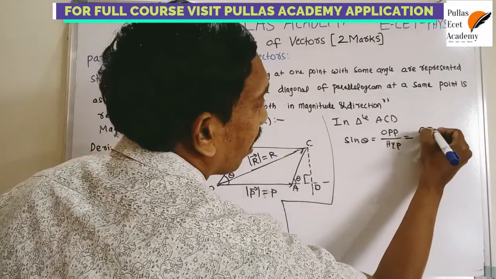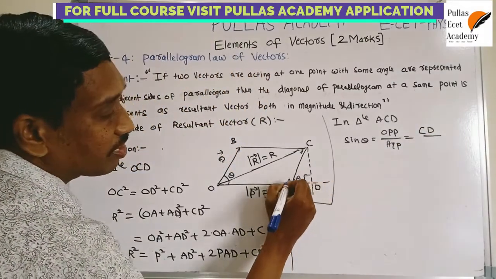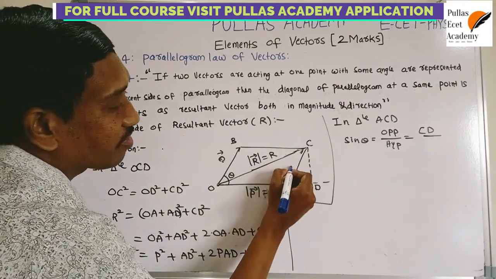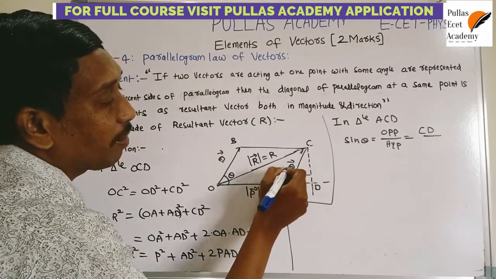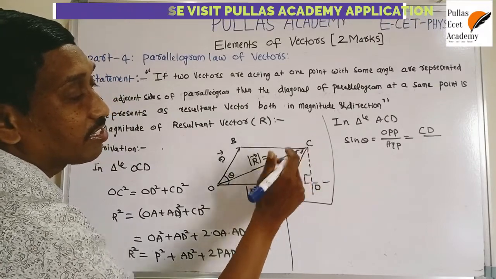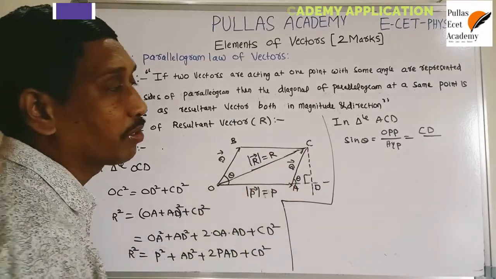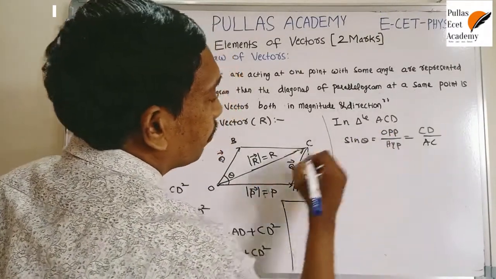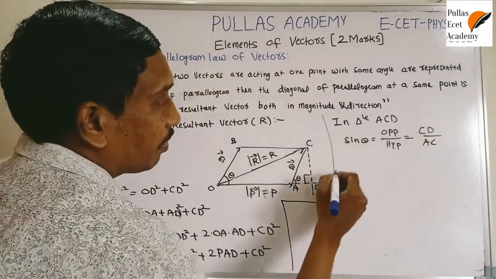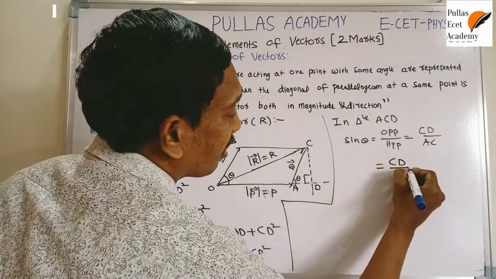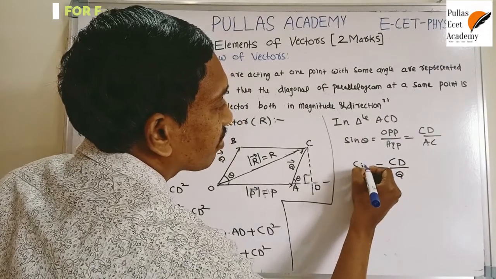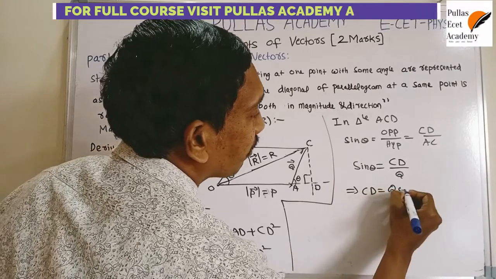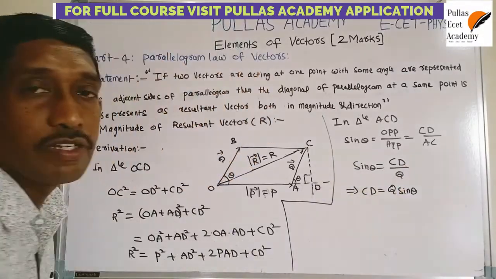The opposite side is CD. What is the hypotenuse here? This is theta, its opposite side is AC. AC is parallel and equal to OB, that's why it is similar to Q bar. Its magnitude, the side length AC, is the modulus of Q bar, that is Q. That means here AC stands for Q. Then you write CD by AC, which is Q. This is sin theta is equal to CD by Q. Then CD is equal to Q sin theta.